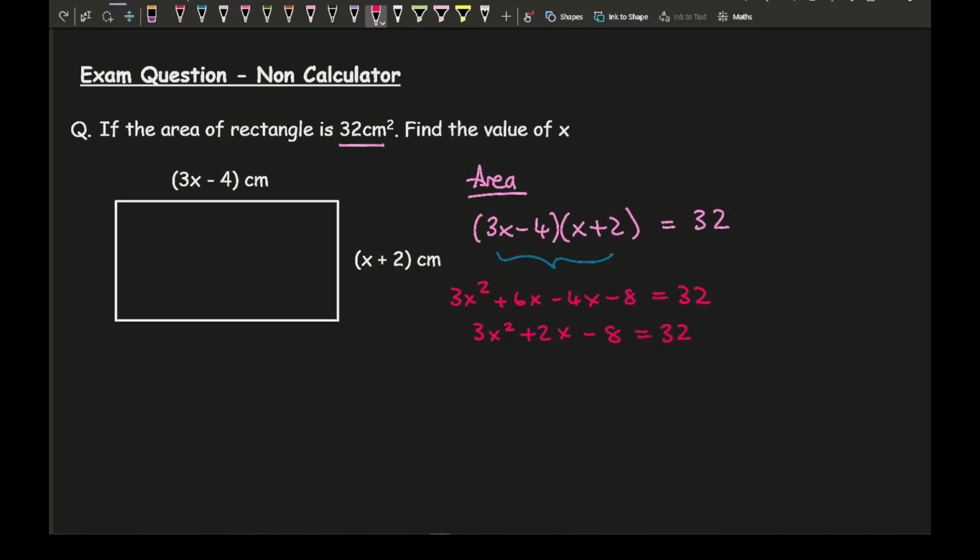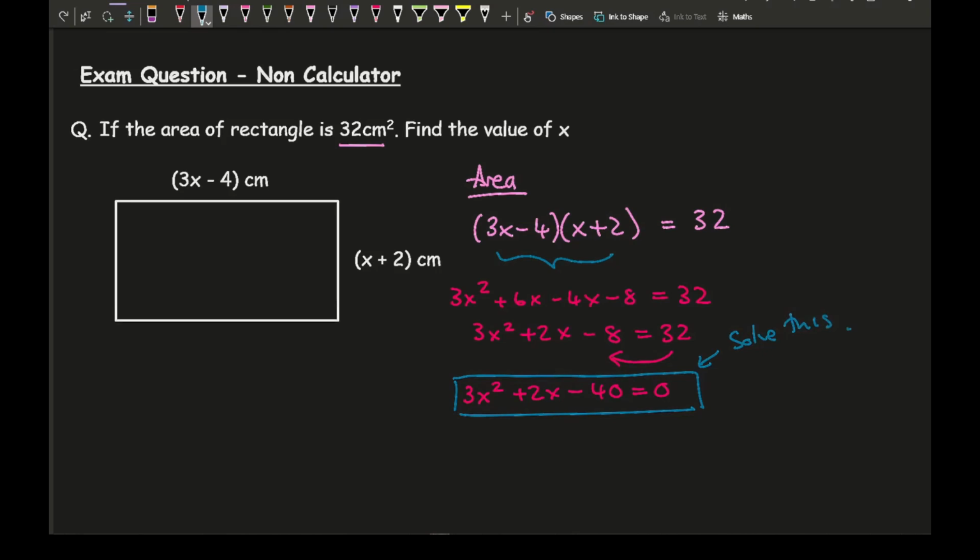Now we can see it starts to look like a quadratic. So when solving a quadratic, we then need to make it equal to 0. So if I take this 32 over to the other side, I end up with 3x squared plus 2x minus 40 equals 0. So now what I need to do is solve this expression here.